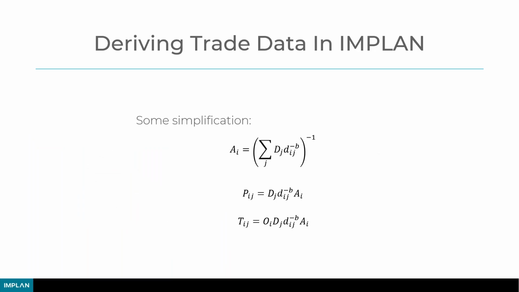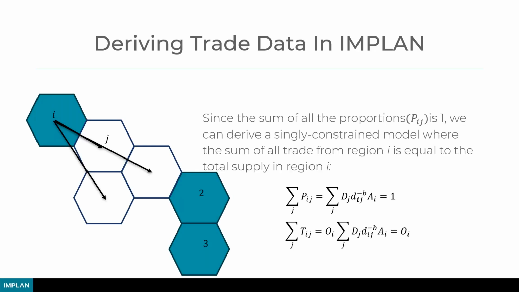We're going to do a little simplification. We know that demand is constant for all regions. The total demand is constant for all regions, can be pulled out. We summarize A sub I as the inverse of the sum of the distance deflated demand in region J. Since the sum of all the proportions is 1, we can derive a singly constrained model where the sum of all trade from region I is equal to the total supply in region I. So at this point, we have region-to-region commodity trade estimates constrained by that supply.